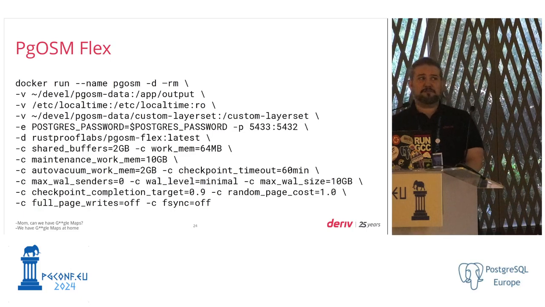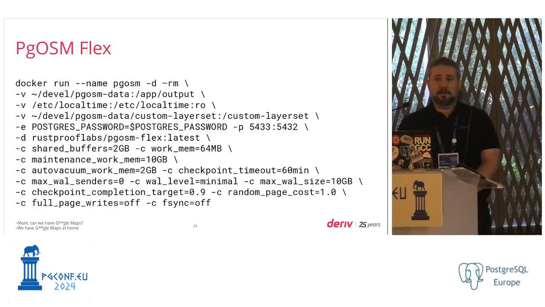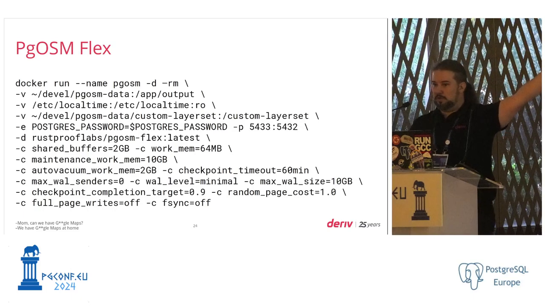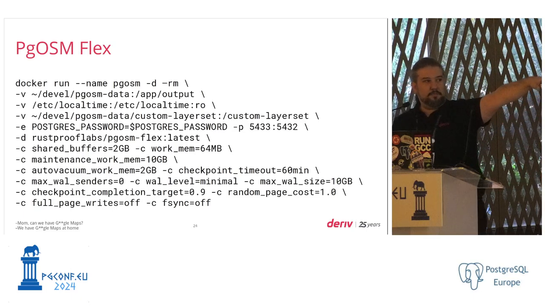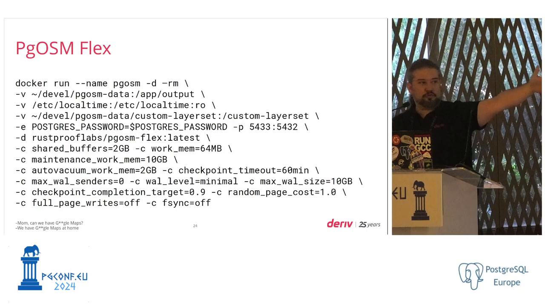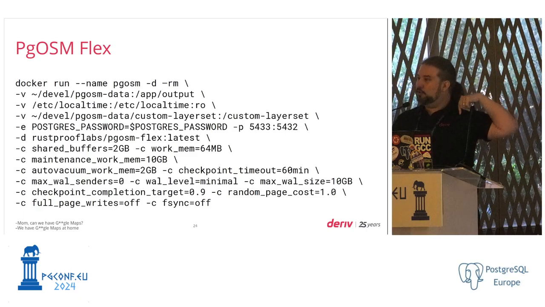So PGOSM Flex comes in a Docker that you can run. You can also pass necessary locations like where the data is and where your Postgres is. Passwords, never on the command line, please. And you can also specify Postgres tuning parameters that are optimized for loading geodata. And the makers of PGOSM Flex kindly provide some examples of configuration.